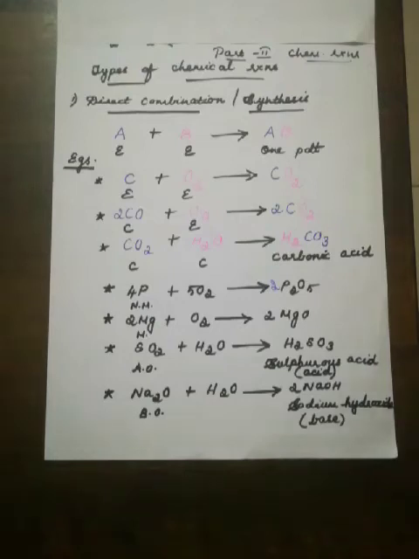Hello students, last class we have seen the external indications of a chemical reaction. Now in this class we will see the types of chemical reaction which you have learned already. So you know 4 types of chemical reaction.